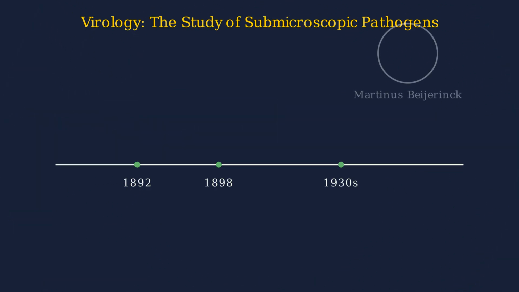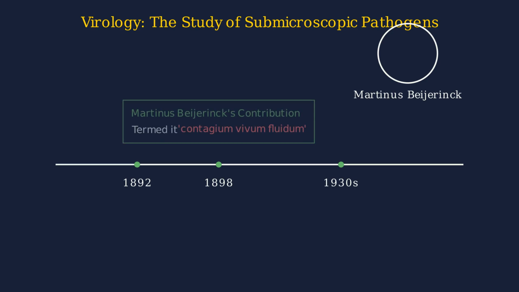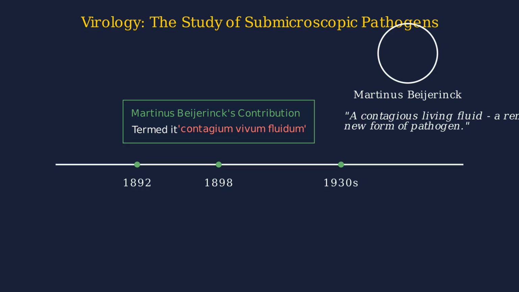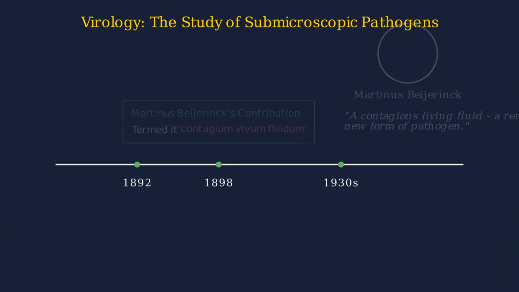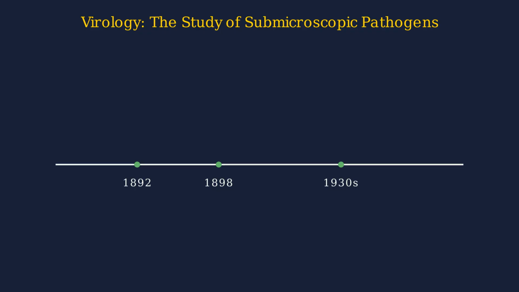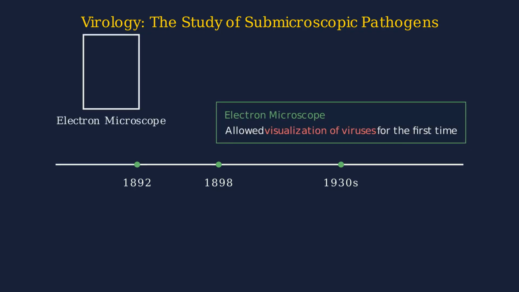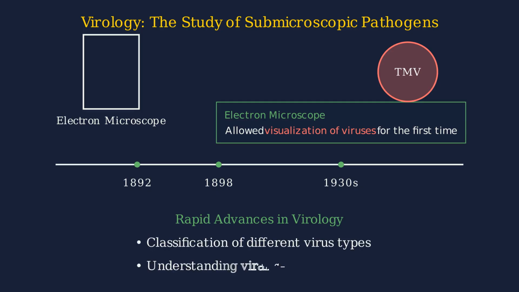In 1898, Martinus Beijerinck expanded on this work. He termed this mysterious pathogen a contagium vivum fluidum, meaning contagious living fluid. This conceptual breakthrough would await technological advancement to be fully understood. It wasn't until the invention of the electron microscope in the 1930s that scientists could finally visualize viruses. This technological breakthrough led to rapid advances in understanding these unique microorganisms.